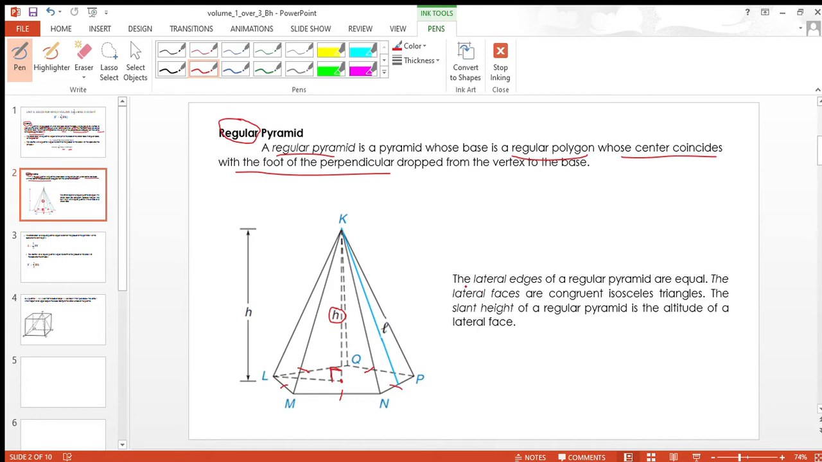And of course, it is also said here that the lateral edges of a regular pyramid are equal. These are the lateral edges. And then the lateral faces are congruent isosceles triangles. These are all congruent isosceles triangles. And then the slant height of a regular pyramid is the altitude of a lateral surface. Since a lateral surface is an isosceles triangle, if you get the altitude, that must be perpendicular to NP. This L here is the slant height.